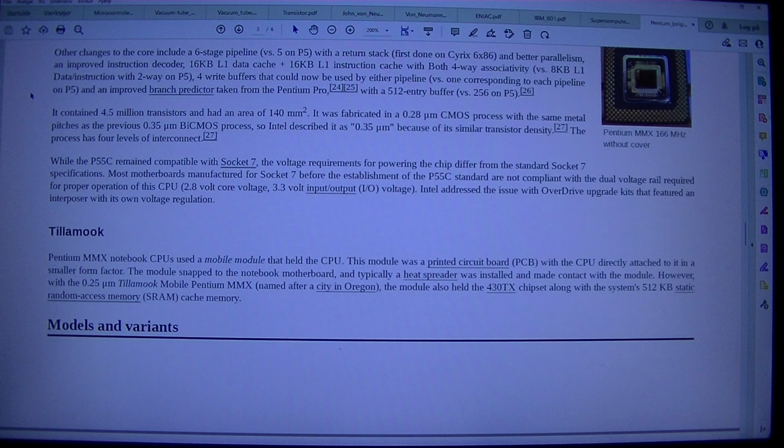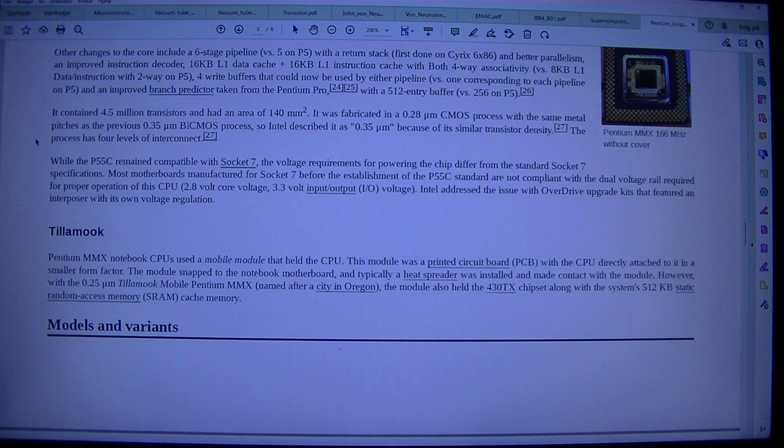with a 512 entry buffer, versus 256 on P5. It contained 4.5 million transistors and had an area of 140 mm2. It was fabricated in a 0.28 micrometer CMOS process with the same metal pitches as the previous 0.35 micrometer BiCMOS process. So Intel described it as 0.35 micrometer because of its similar transistor density. The process has 4 levels of interconnect.